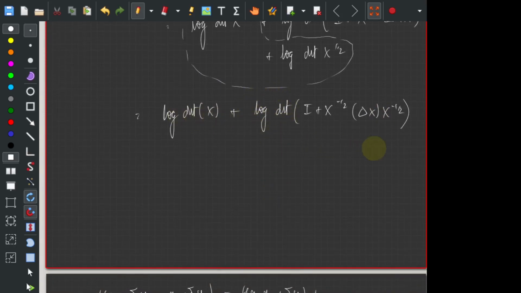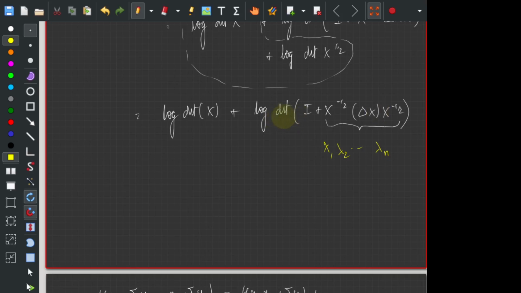So as long as I'm able to expand this as some linear function of delta x, I'm kind of done. Right? So let me look at this particular matrix over here. Suppose this has eigenvalues, say lambda 1, lambda 2, up to lambda n. What would be the eigenvalues of I plus this? 1 plus lambda 1, 1 plus lambda 2, 1 plus lambda 3, 1 plus lambda n.